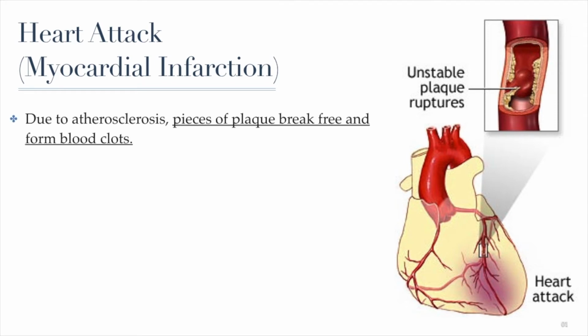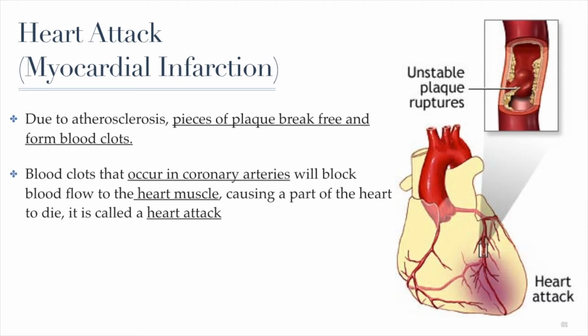Atherosclerosis. When atherosclerosis becomes really severe and pieces of plaque start to break off, that essentially leads to the formation of blood clots. Then one of those blood clots can block one of the coronary arteries that feeds the heart muscle. When this happens, the heart muscle can be deprived of oxygen and it can die. The extent of the damage depends on the amount of tissue that is deprived of oxygen and the size and the severity of the clot itself.